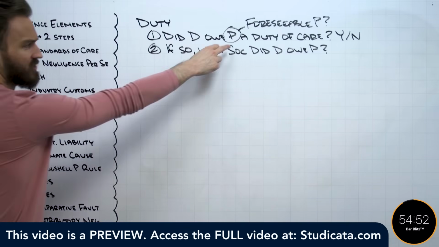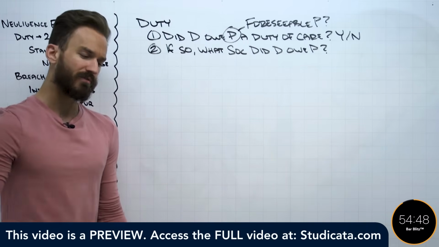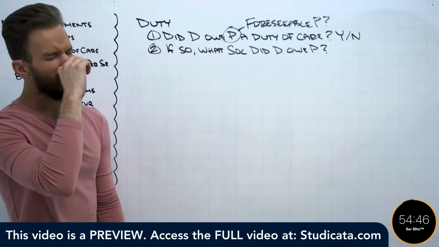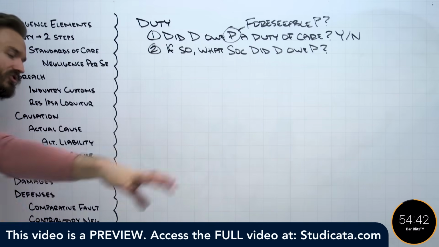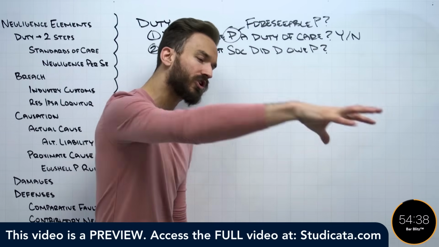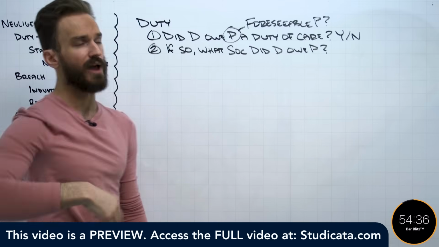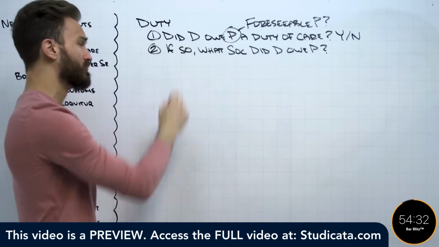And a lot of times, this can be pretty straightforward. An automobile driver driving down the road. Who would be foreseeable plaintiffs to an automobile driver? Pedestrians on the road, pedestrians crossing crosswalks, other cars around the automobile driver. We would say those are all foreseeable plaintiffs to an automobile driver.